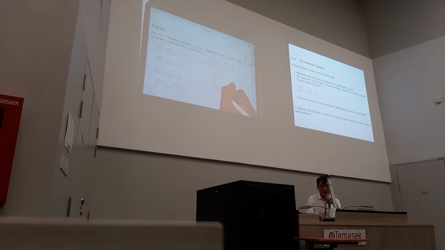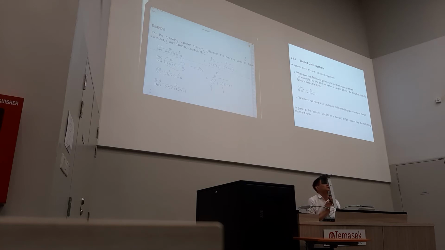Tau square S square plus 2 zeta tau S plus 1, right? Our second order standard format is K divided by tau square S square plus 2 zeta tau S plus 1, okay? So the format that you have over here, you must convert it into this in order for you to find your K, for you to find your zeta, and for you to find the tau.